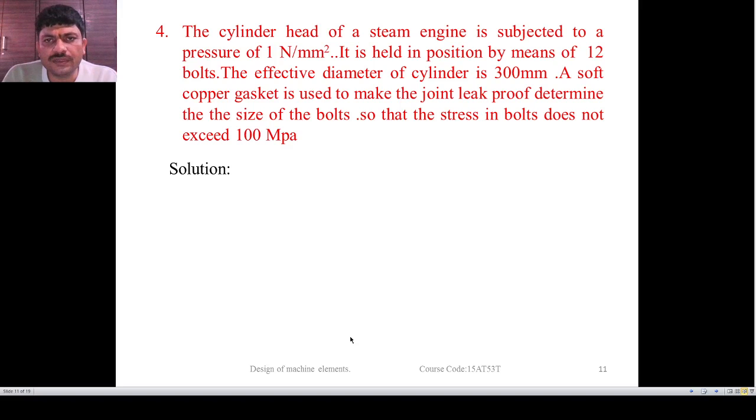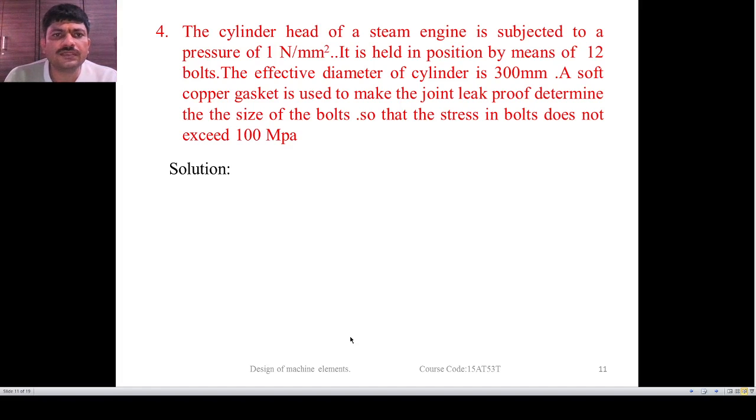The effective diameter of the cylinder is 300 mm. A soft copper gasket is used to make the joint leak proof. Determine the size of the bolt so that the stress in the bolt does not exceed 100 megapascal. This is the problem he has given. So once again, you read out the problem and write the given data.